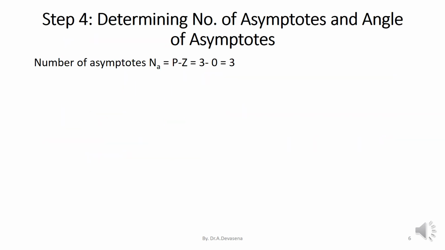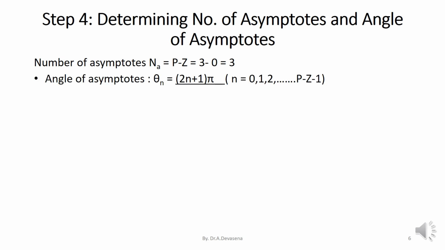Now we are going to identify the number of asymptotes and the angle of asymptotes. The formula for calculating the number of asymptotes is n suffix a is equal to the number of poles minus the number of zeros, that is p minus z. Here we have 3 poles and 0 zeros. Therefore, the number of asymptotes is equal to 3 minus 0, that is 3.